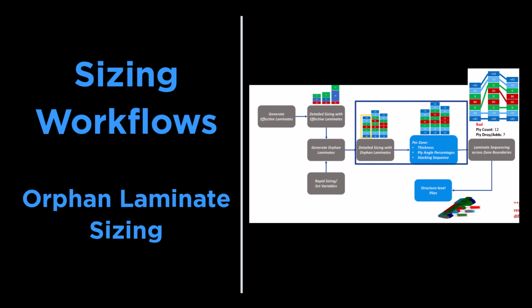Orphan laminate sizing gives you the same fidelity of results as laminate family sizing, but the results are inherently less manufacturable since each zone's resulting layup is not selected from a laminate family with a common stacking sequence. This option is carried over from legacy HyperSizer workflows and is typically not recommended.